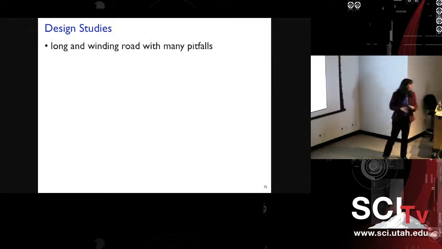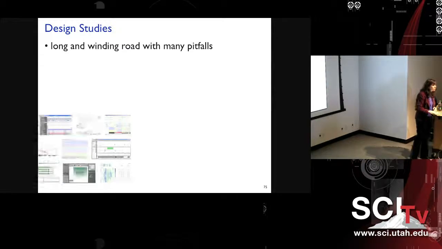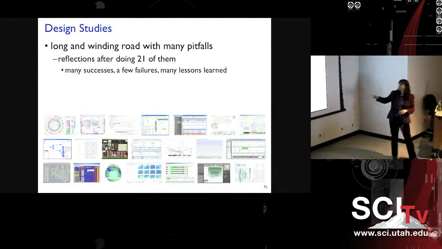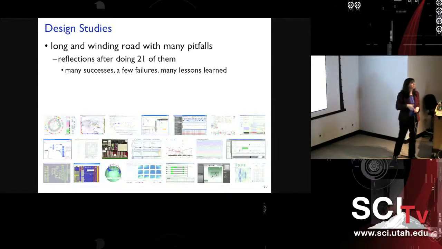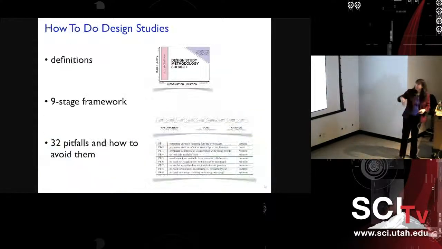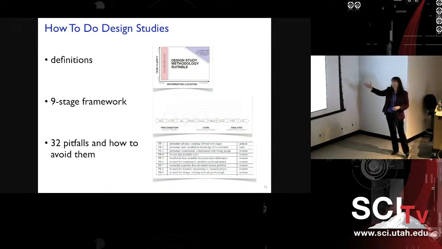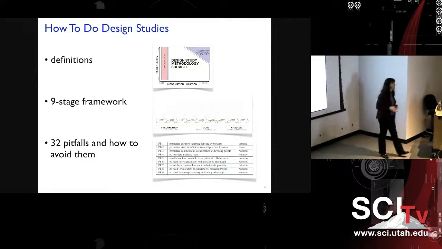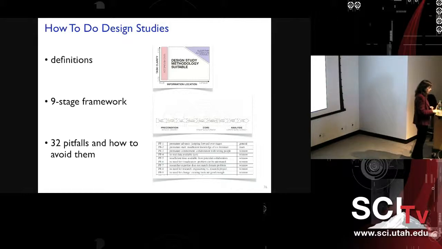So this problem of how do you do a design study, it turns out that it's a fairly long and winding road, and there's many places to fall into the quicksand. And the reason we know this is that between the three of us, we've done about 21. And there's lots that were successes, and you probably know those ones better, and there were some that were failures, and in particular, there are a lot of lessons we learned along the way. And so what was in this paper is a whole set of definitions to help people think about it, a proposed 9-stage methodology for how it is that you can try to understand how to do this kind of work, and in particular, 32 different pitfalls and how to avoid them. So because we're running low on time, I'm going to talk about just one, but keep in mind there are 31 others.